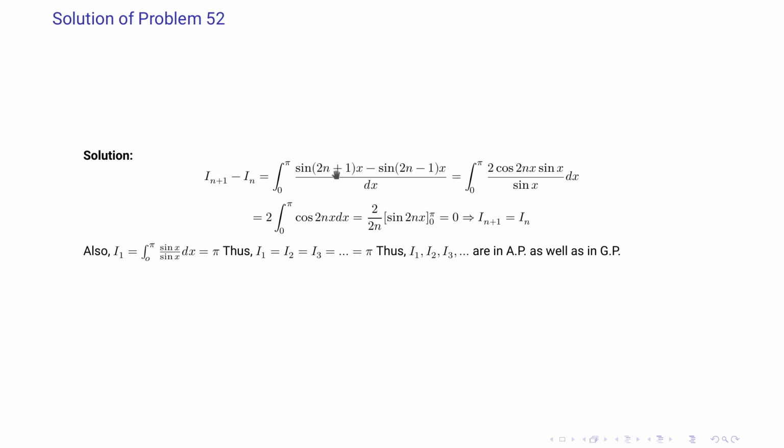Now if you observe this, it would be 2 cos 2nx sin x by sin x dx. Sin x will get cancelled, and you will have cos 2nx dx. Now if you integrate this, it will be 0 if you apply the limits. So we can say that In plus 1 minus In is equal to 0, that is, In plus 1 is equal to In. Now if you integrate for I1, it is pi. So since I1 is pi and In plus 1 is equal to In, I2 is pi. So all the values will be pi. And that's why we can say that I1, I2, I3 are in AP as well as in GP.